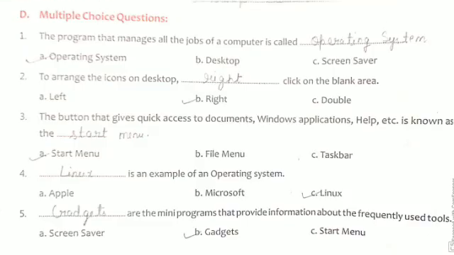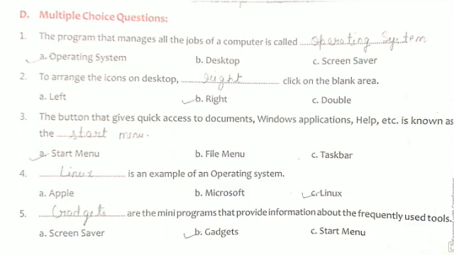Now let us see the MCQs. First is: the program that manages all the jobs of the computer is called the operating system. Desktop is the first screen and a screensaver is seen when we don't use the computer for some time. Okay, so the right answer is operating system. Second is: to arrange the icons on the desktop, we have to right click. If we right click, we have an option to sort the icons. Okay, so the right answer is right click.